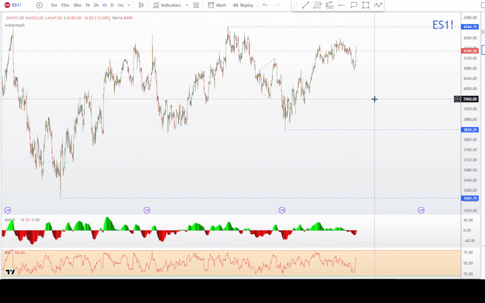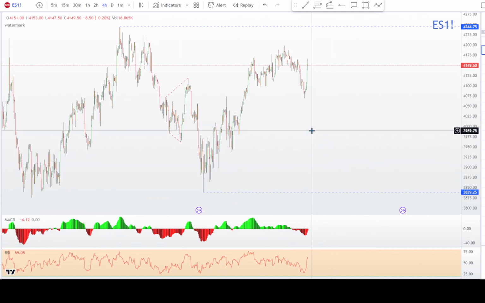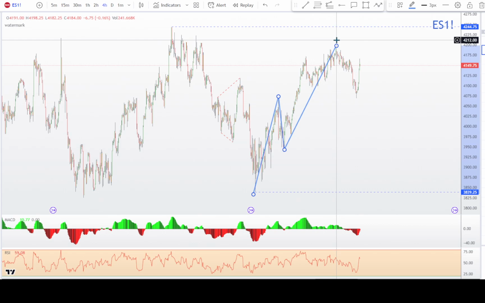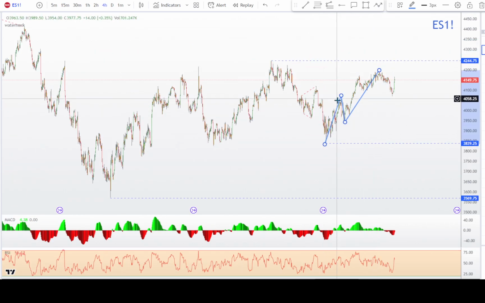The S&P's got a very different layout here, because I think this definitely ended up being an ending diagonal. So we had a leading diagonal to here, correction, and then I was trying to get a 5-wave count and I couldn't, but then I realized real late, I think this was an ending diagonal, but they didn't break the top.